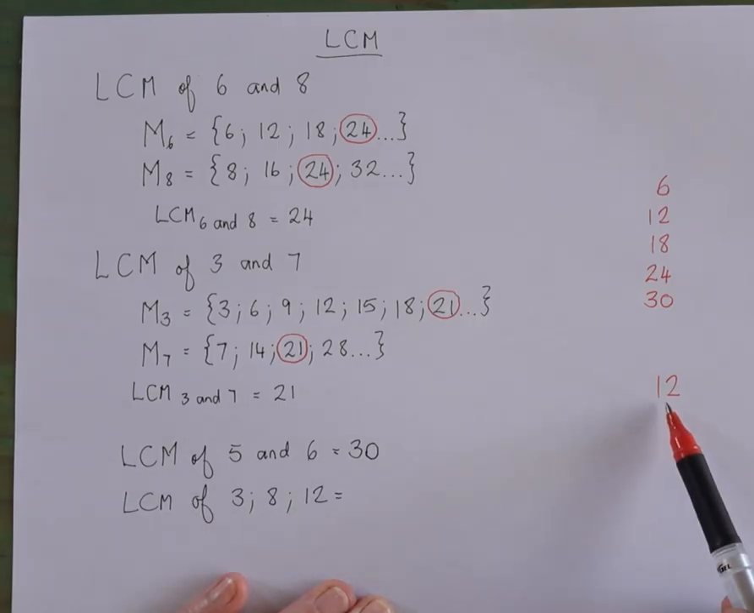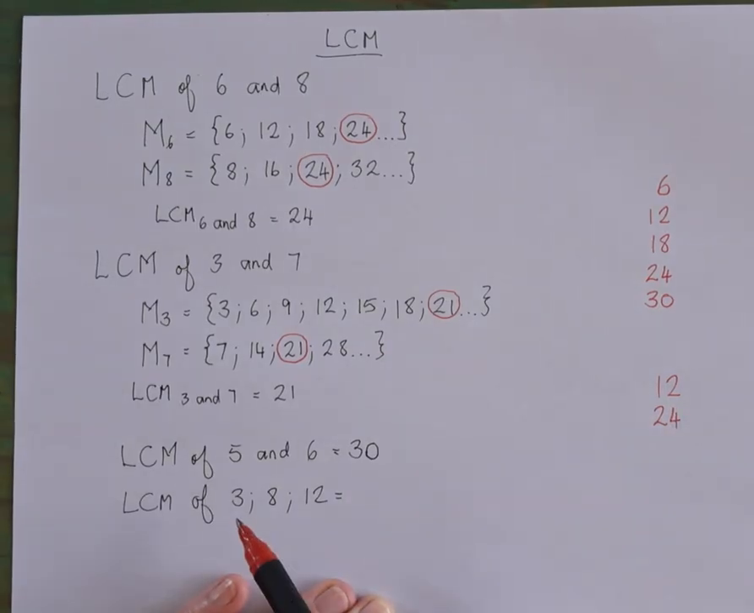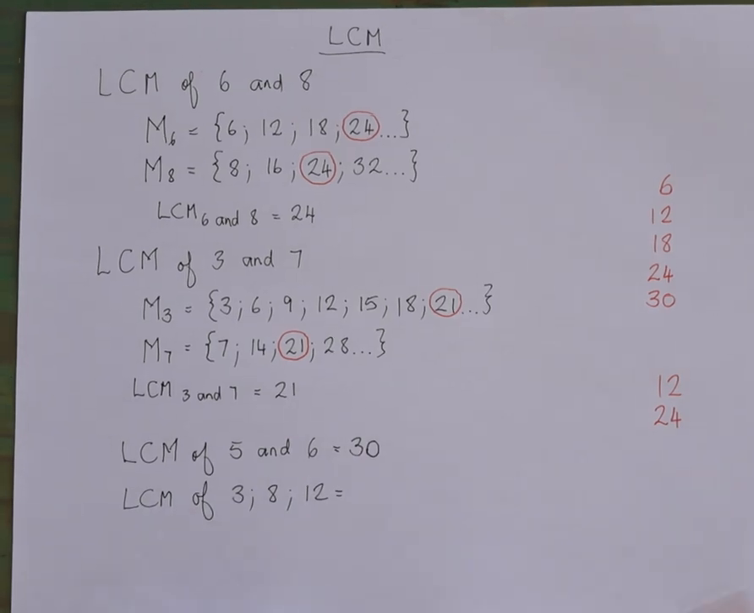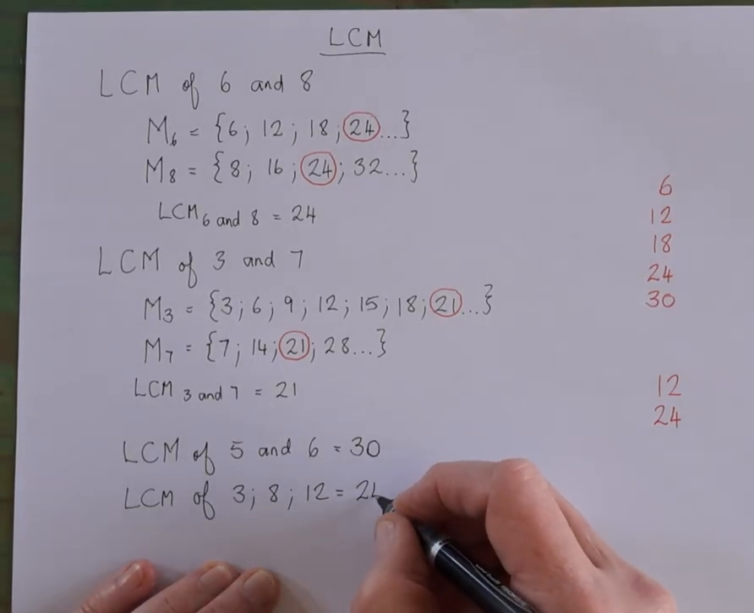Can 8 divide exactly into 12? The answer is no. As soon as you get a no, you know that that one won't work, and you need to go on to the next multiple of 12, which is 24. Go back to your questions. Can 3 divide exactly into 24? Yes. Can 8 divide exactly into 24? Yes. And so therefore, my LCM of all 3 of those numbers, 3, 8, and 12, is 24.